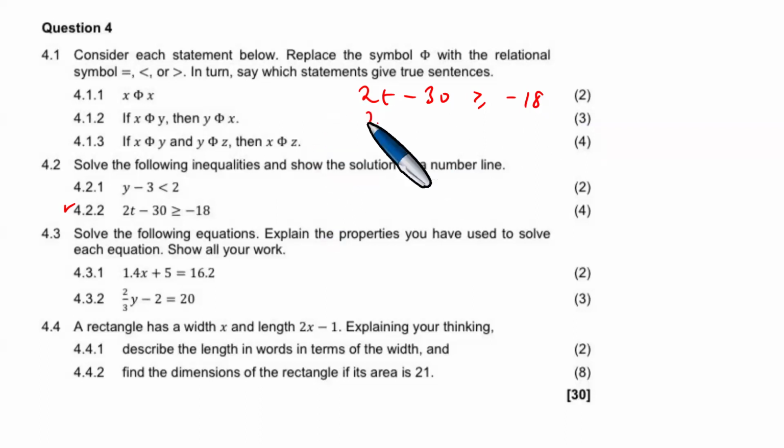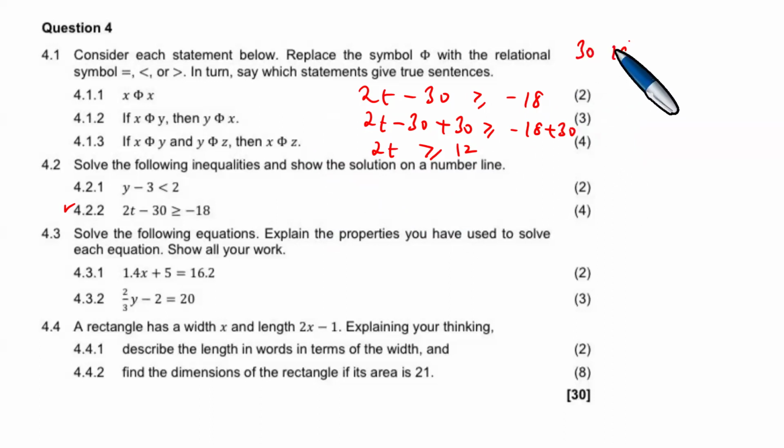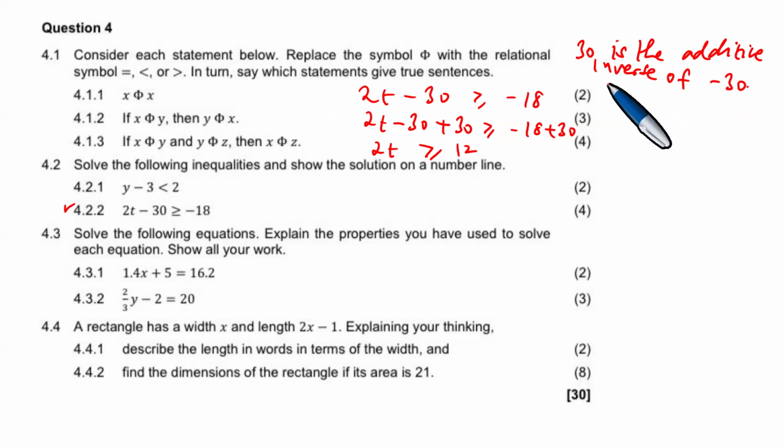Now to solve this, you have 2t minus 30, and we add 30 to the greater or equal to minus 18. Which is 2t is greater or equal to 30 minus 18, which is 12. We added 30, and 30 is the additive inverse of minus 30.